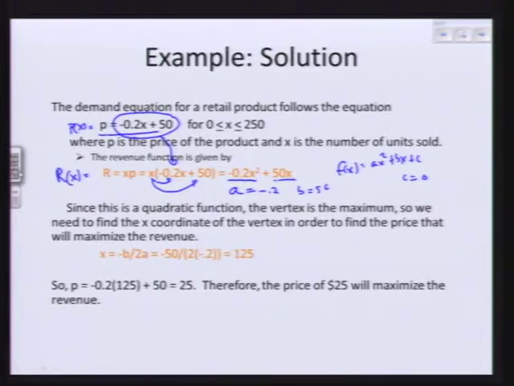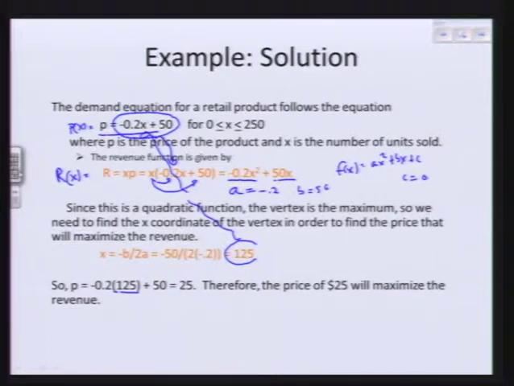So we're going to take that value of x, and that's why I told you to stop, and we're going to bring it back up here and plug it into this price equation. So the price p is equal to negative 0.2 times 125 plus 50. This turns out to be 25. And so therefore, the price of $25 will maximize the revenue.